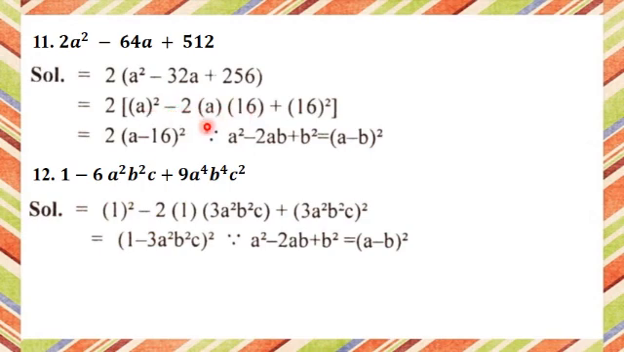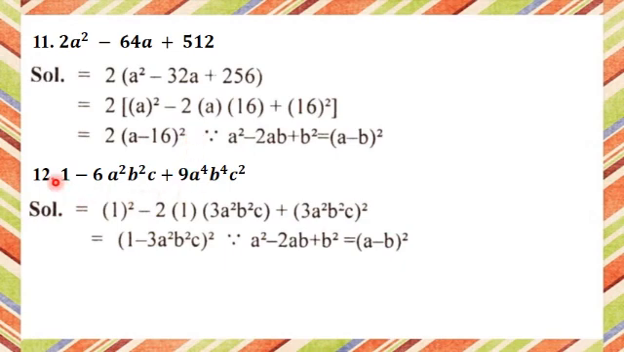In the place of a write a, in the place of b write 16, and close the formula according to the given formula which is written over here. So 2, which is the common factor, into a minus 16 whole square. This is the final factorization.